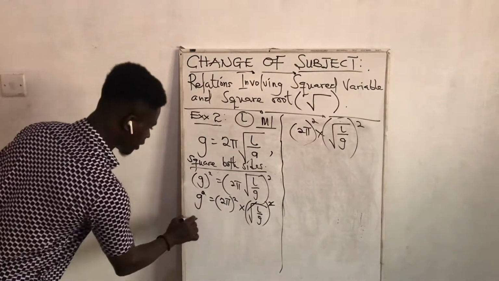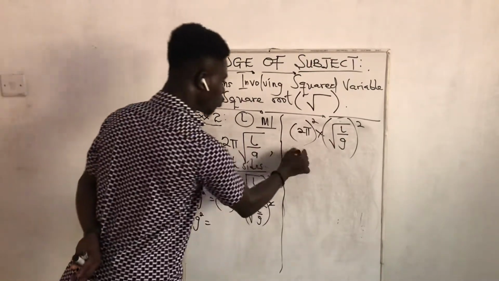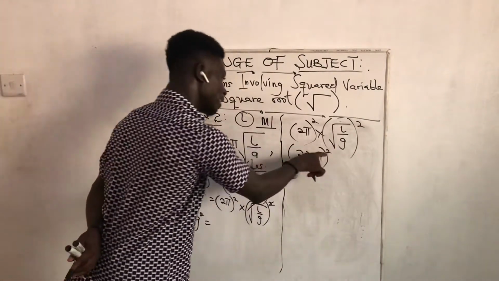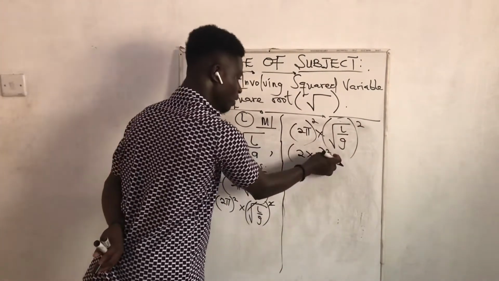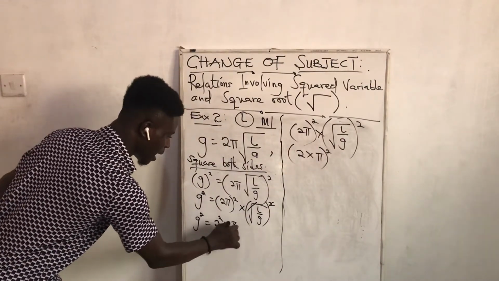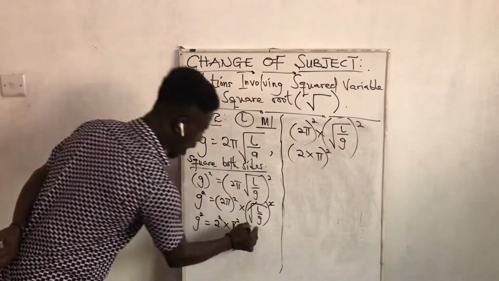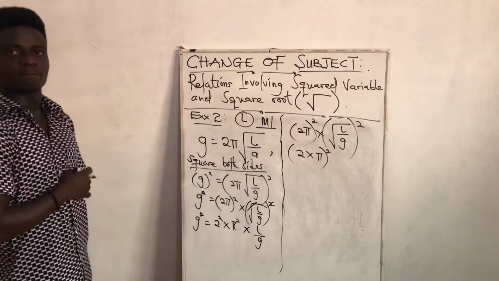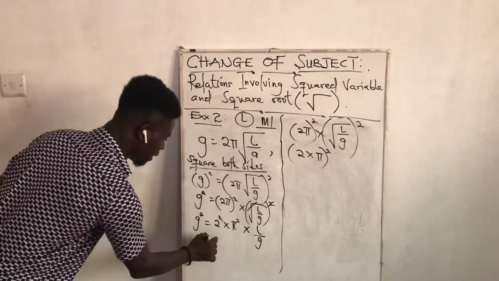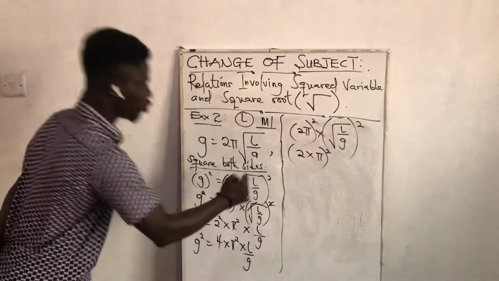So now I have g squared equals 2 pi all squared. It means 2 is multiplying pi, squared. So this 2 will affect this 2 here, and this 2 affects pi. So I'll get 2 squared times pi all squared. Then times, now the square root is gone, so I have L on g. So g squared equals 2 squared gives 4, then times pi squared, then times L on g.